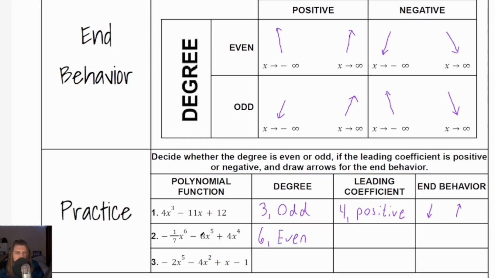And our leading coefficient is this number right here. So -1/7, which is negative. If you remember from our notes at the top, it just said no negative exponents. Having negative coefficients and fractional coefficients is fine. So now that this one is even and it's negative, we expect to see it going down and to the left and down and to the right.